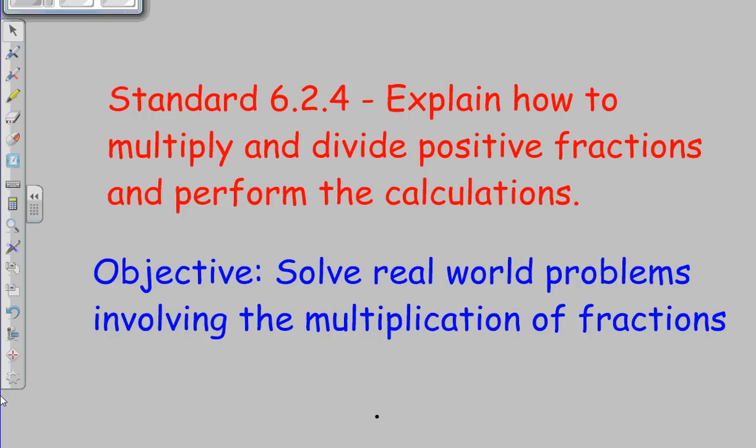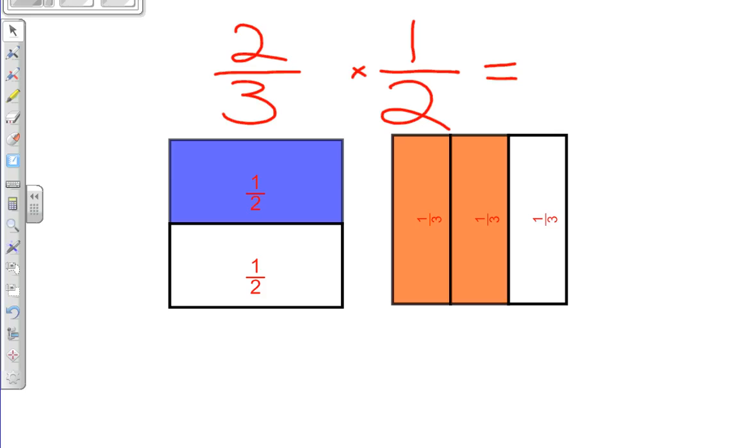Alright, today we are working on standard 6.2.4, explain how to multiply and divide positive fractions and perform the calculations. Our objective is to solve real-world problems involving the multiplication of fractions. So we're just looking at the multiplication part and being able to explain how to multiply positive fractions and perform that calculation. Let's look at some models.